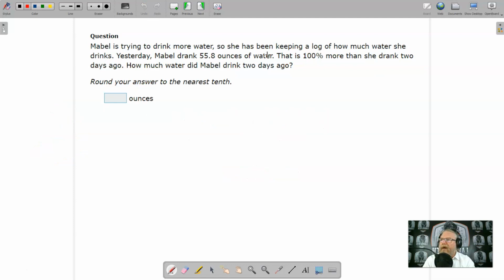Mabel is trying to drink more water, so she's been keeping a log of how much water she drinks. Oh, must be waterlogged. Bad joke, right?